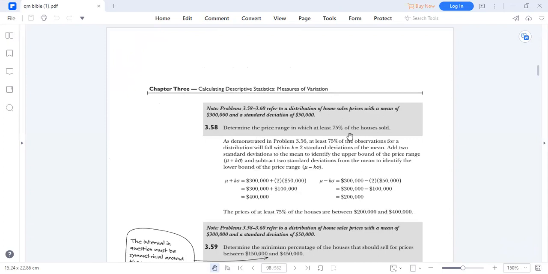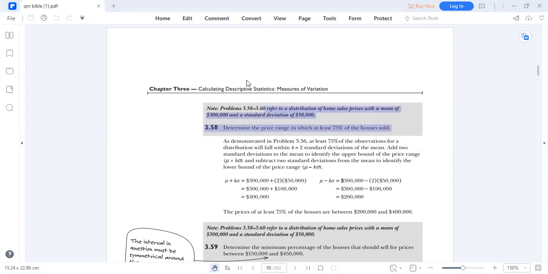If we are doing a distribution, this question has been coming in the exam. You can expect it in a test if you like. They get the questions from here. We are told that there's a distribution of the mean prices of a house. Determine what price range will be at least 75%. Okay, let's look at this here.